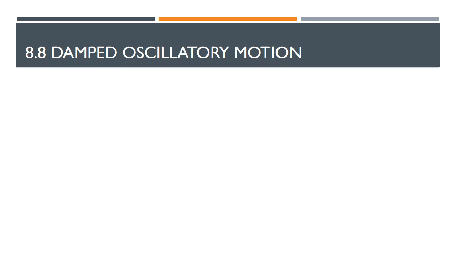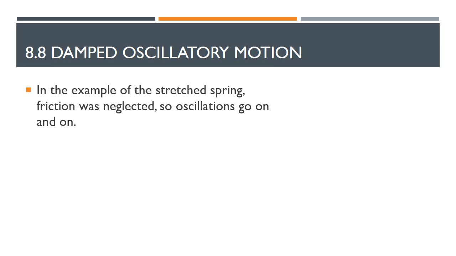I'm going to talk about damped motion. So far we've neglected friction in these examples. What friction does is it slows down the oscillations. If you think about it, when you pull a spring and let it go, it's going to bob up and down for a while, but eventually it's going to slow. The height is going to decrease, the amplitude is going to decrease, and it's going to eventually stop.